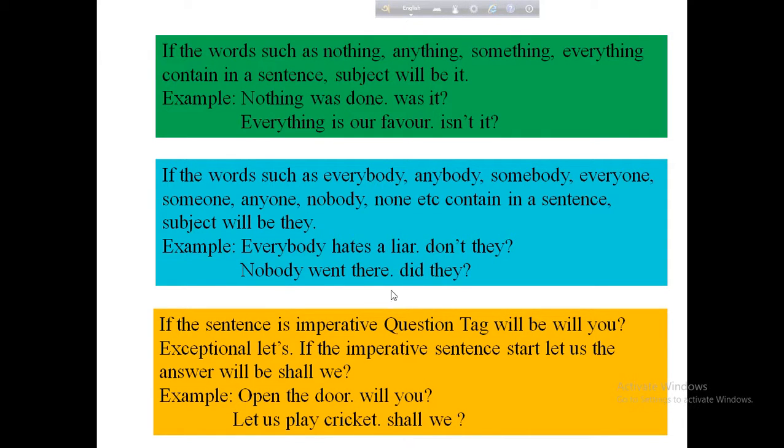But next one, nobody went there. So the statement is negative, so the tag will be affirmative. Why did? Because went is the past form of go. For this reason, use did here. If the statement is an imperative sentence, the tag will be will you.